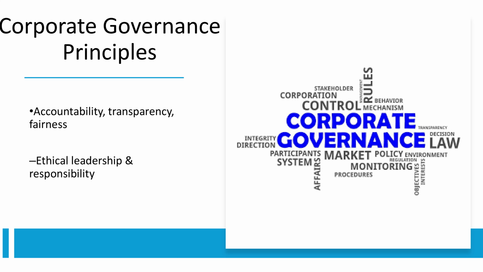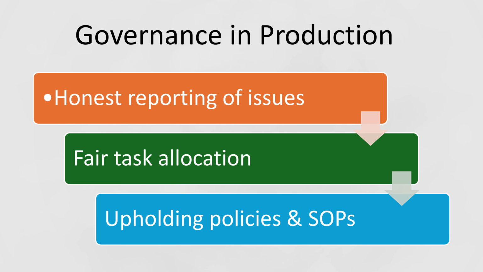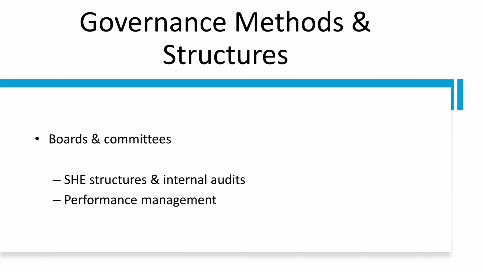Now let's explore governance methods and structures. Governance structures create the system that ensures compliance and accountability. These include 1. Boards and executive committees. 2. Audit and risk committees. 3. SHE committees. 4. Production supervisors and managers. And 5. Internal and external audit. Now, governance methods include policies, SOPs, performance management, reporting channels, and internal audit processes.